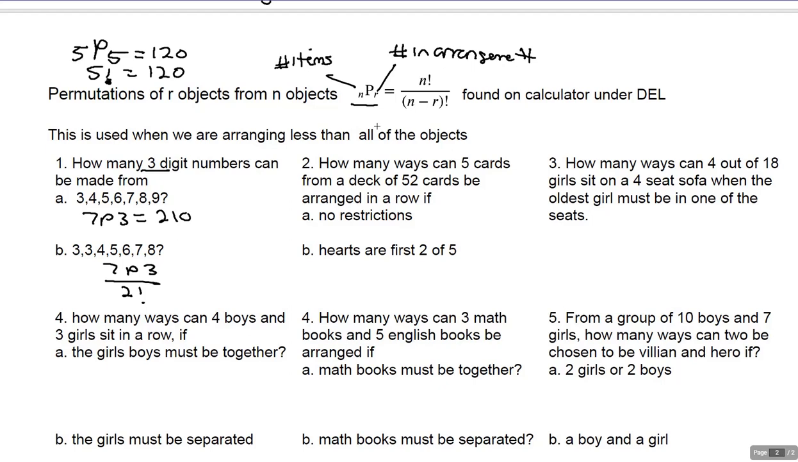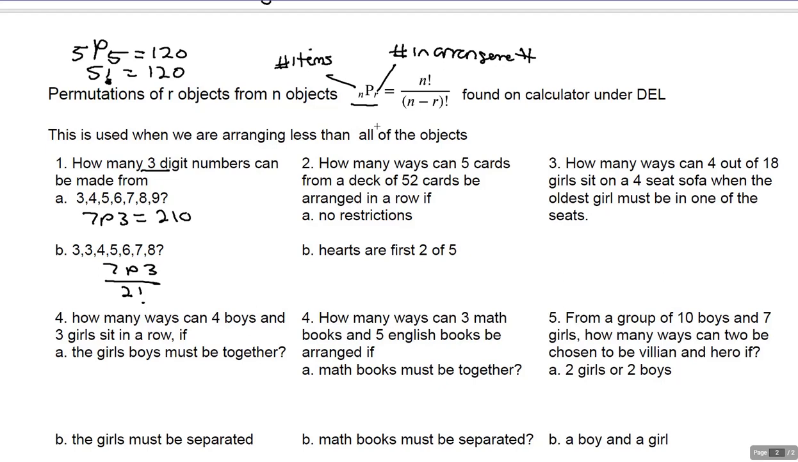That sounds... I don't remember what that is. Did I do it right? I'm sure that's fine. I'm sure that's right. 7P3 over 2 factorial. 7P3 divided by 2? Okay. 2 factorial, yes. Right?